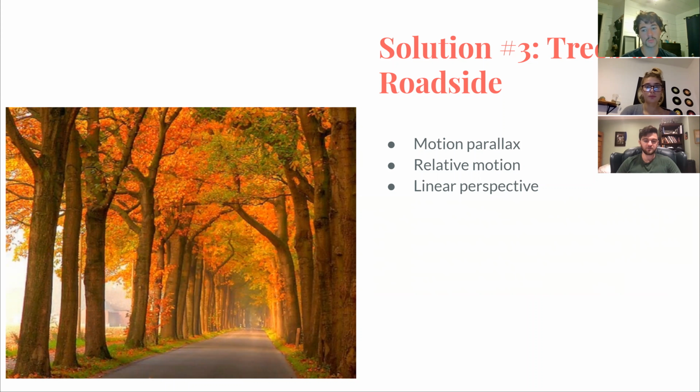By planting trees right next to the road, the driver will see trees moving at greater speeds in their peripheral vision. This will give the driver the sense that they are moving fast. Finally, linear perspective will make the driver see how much distance they are covering in a certain amount of time, which will allow them to better gauge their speed.